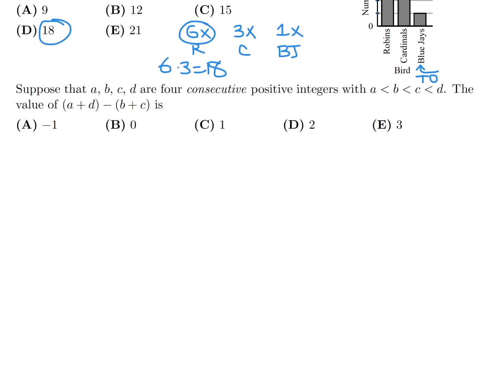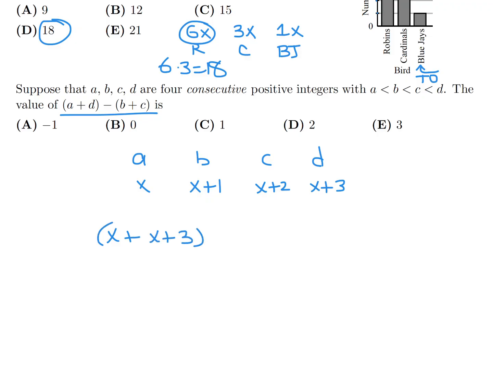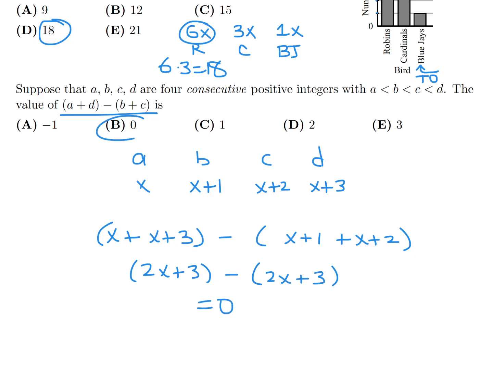Suppose that A, B, C, and D are 4 consecutive positive integers, with A less than B less than C less than D. Then the value of A plus D minus B plus C. Okay, so A, B, C, and D, that are consecutive integers would be x, x plus 1, x plus 2, and x plus 3. So A plus D would be 2x plus 3, and then B plus C would be x plus 1 plus x plus 2. So 2x plus 3 minus 2x plus 3. Well, that looks to me like 0. So that would be B.